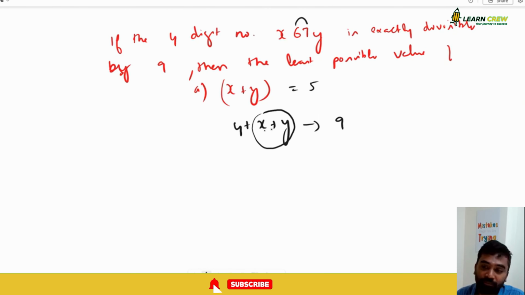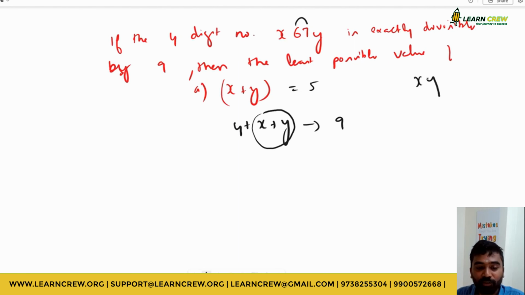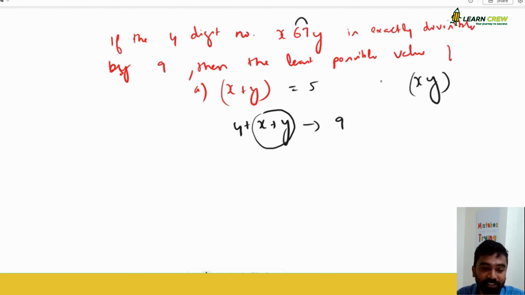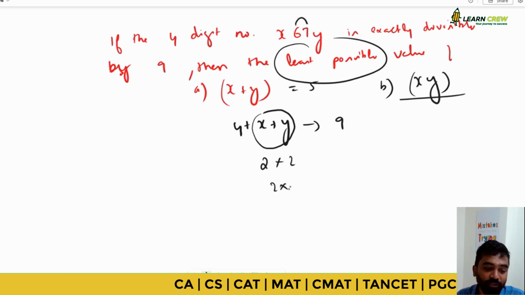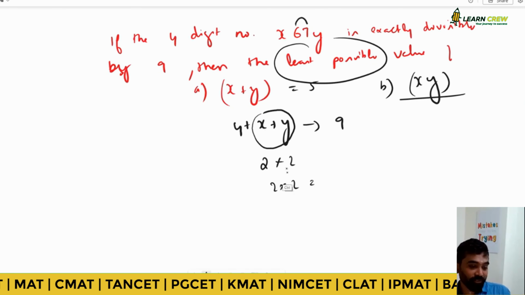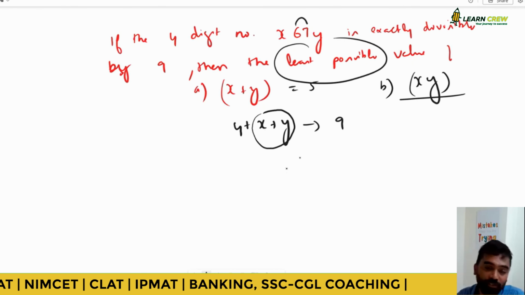Now the value of x and y can be 4 and 1, or 1 and 4, or it can be 2 and 2, whatever it is. If I'm asking for the least possible value of xy, then what is the answer? It's 4. It can be 2 into 2, that is nothing but 4. Sorry, 1 into 4 can be 4.